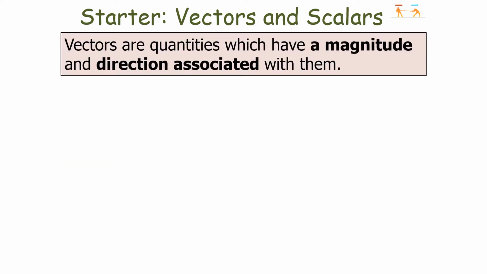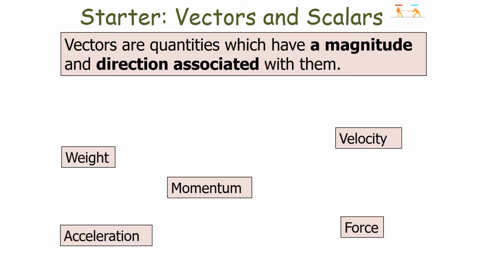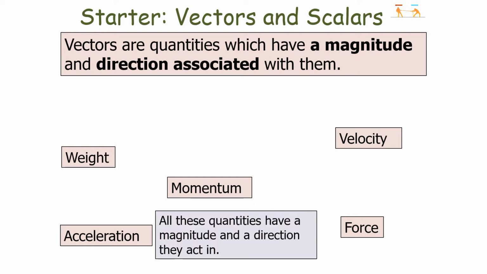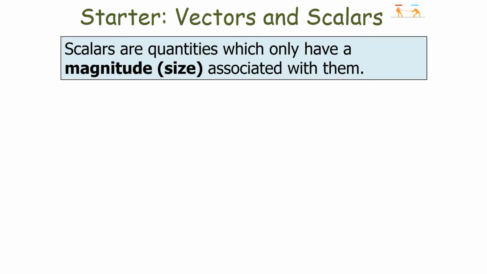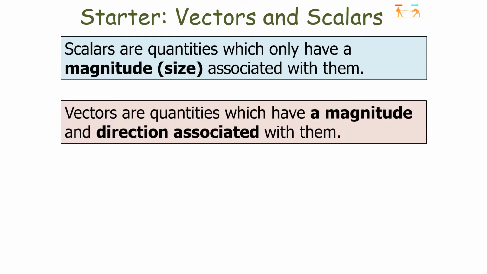Now vectors are quantities which have a magnitude, a size, and a direction associated with them, and these could include things like weight, acceleration, momentum, velocity, and force. Now all these quantities have a magnitude and a direction they act in. So let's just clarify that. Scalars are quantities which only have a magnitude associated with them. Vectors are quantities which have a magnitude and a direction associated with them.